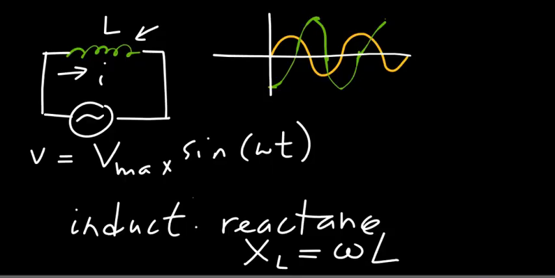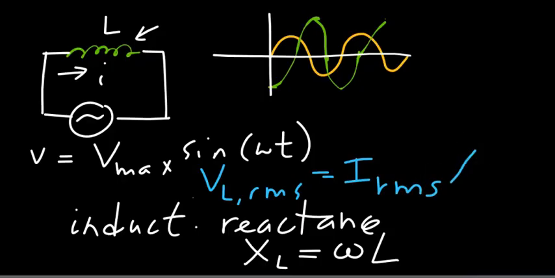So with inductive reactance defined in this way, we can write an equation of the same form as Ohm's law for the voltage across the coil or inductor, and it would look something like that. The RMS voltage across the inductor or the coil equals the RMS current in the coil times the inductive reactance.